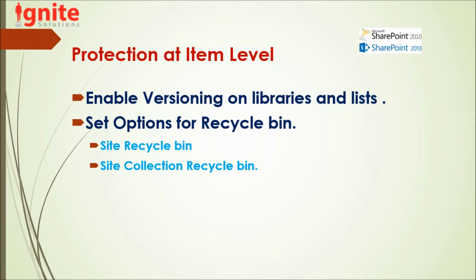Let's start with the item level. How do we protect every item the user adds to a list or a library? In fact, you have two risks you should be concerned about for the item. The first is the bad update. It means that someone updated a file or a list item with wrong data, and you want to recover an old version of the document. The second is the complete deletion of the item from the list or library.